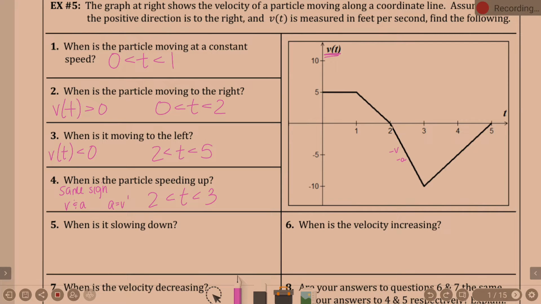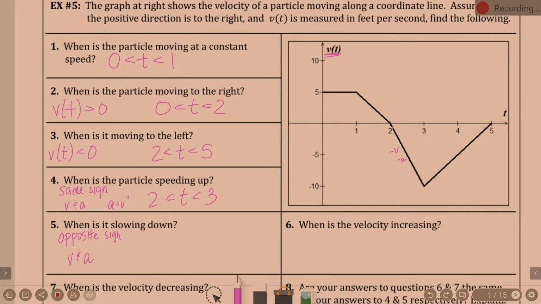When is it slowing down? 3 to 5. Well, what are we looking for? We're looking for opposite signs. Is it also slowing down? No, because they're opposite. But it's positive and it's decreasing, so is that opposite? Yes.